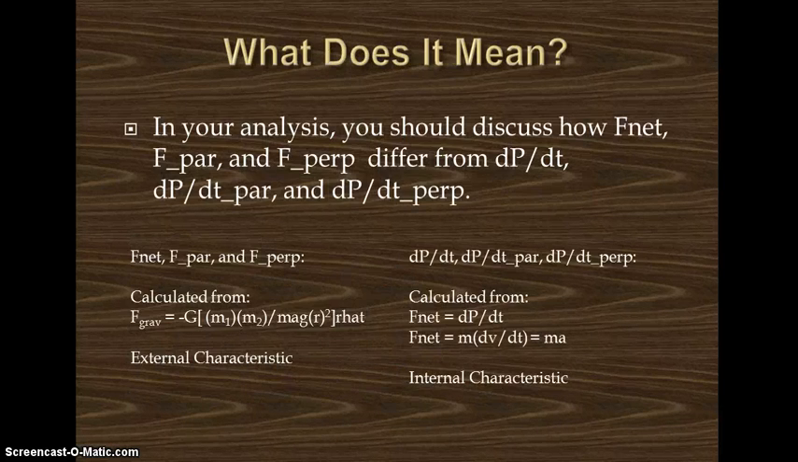Now for the questions. What does it mean? How do Fnet and its perpendicular and parallel components differ from dPdt and its perpendicular and parallel components? First of all, dPdt and Fnet are calculated differently even though they have the same numerical value. Fnet is calculated through Newton's gravitational force law, and dPdt is calculated from the derivative form of Newton's second law, also known as the momentum principle. Another difference is that Fnet is the effect another object has on our system. It's an external characteristic, whereas dPdt tells us the motion of our system and is an inherent quality.